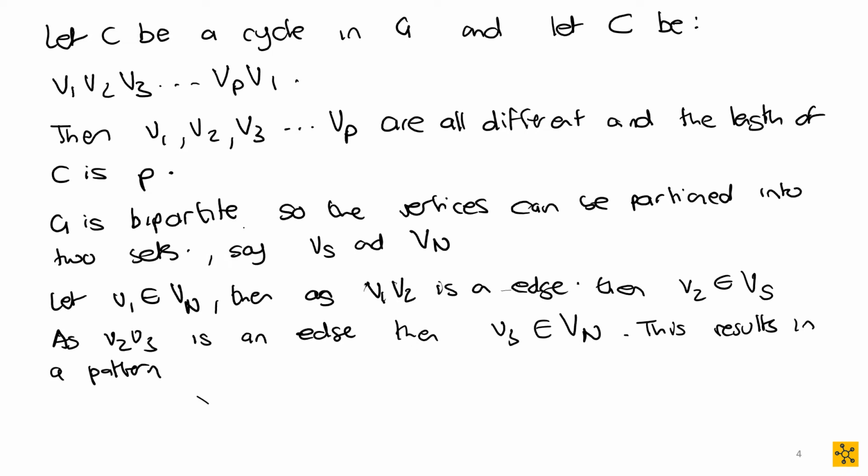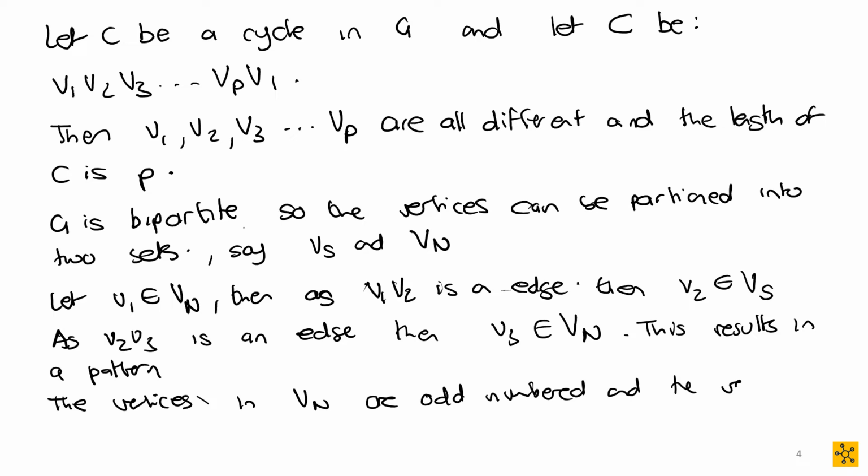And now we have a situation where our VN consists of odd numbers and our VS consists of even numbers. So we have the vertices in VN are odd numbered and the vertices in VS are even numbered.